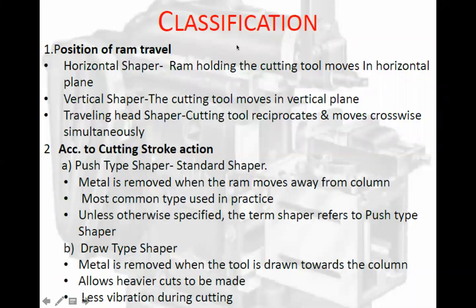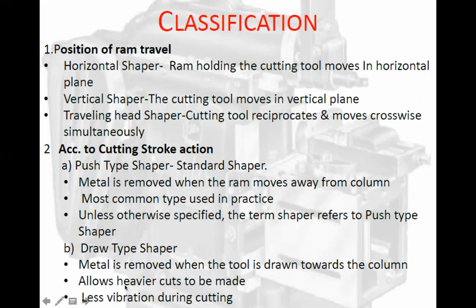Most of the shapers are push type shapers, and in some special cases we use draw type shapers also. Draw type shaper means the opposite direction: metal is removed when the tool is drawing towards the column. In the previous case, the ram moves away from the column, and only at that time we do the machining, so the return stroke is the idle stroke. But in this case, the material removal happens when the ram is moving close to the column. That kind of shaper is called the draw type shaper.